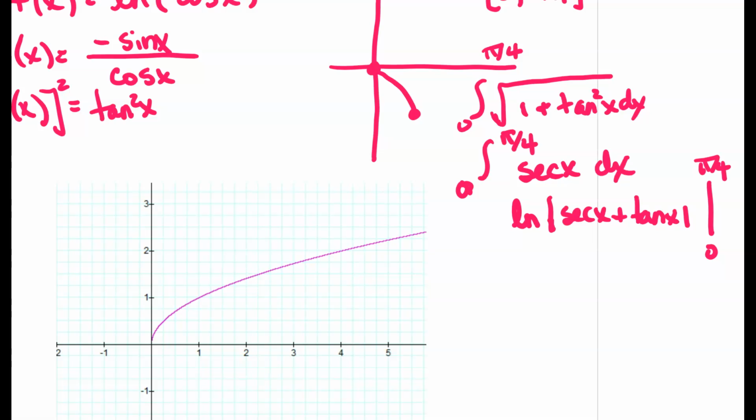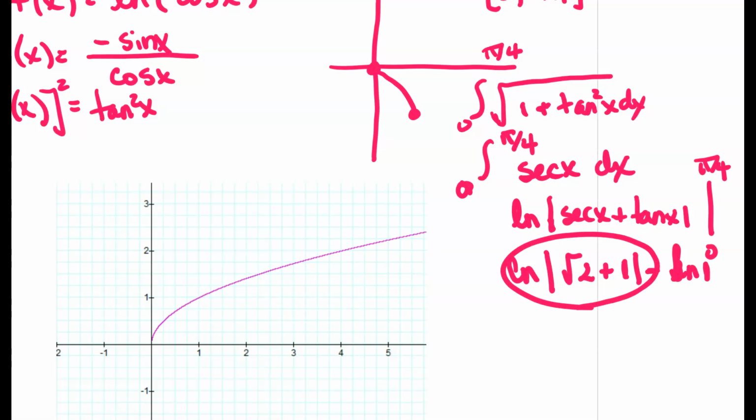So let's see, the secant of pi fourths. The cosine of pi fourths is 1 over root 2, so the reciprocal is root 2. The tangent of pi fourths is 1, minus the ln. The secant of 0 is 1. And so this is ln of 1, which is 0. So bottom line, there's my arc length, and that's how to do that.